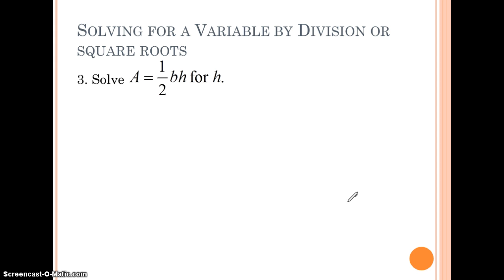On this one, as you can see, you had a multiplying and dividing type of problem in which you are solving for h. You should have gotten 2 times a divided by b. Or you could have had it written as 2a divided by b. Either one of those would have worked.